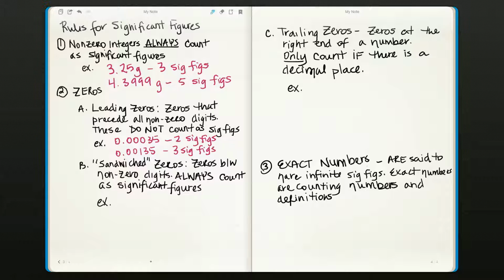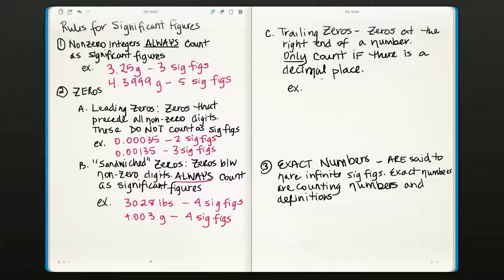Okay, sandwich zeros are zeros that are between two non-zero digits. And these always count as sig figs. So for example, 3028 pounds has 4 sig figs, and 4.003 grams has 4 sig figs. So again, if the zeros are between two non-zero digits, then they count.